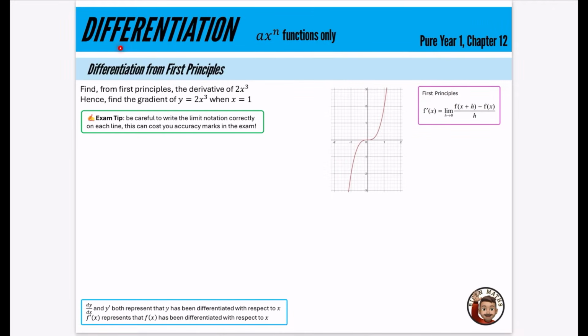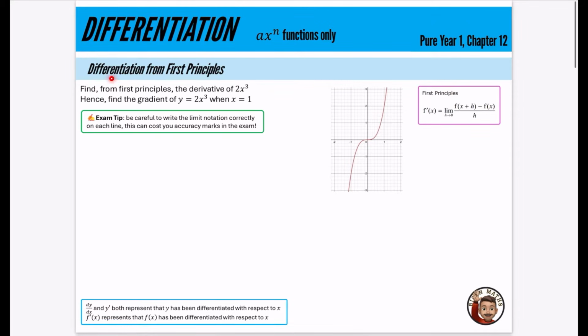Okay, so in this video, we're going to be doing a chapter summary of differentiation, which is just from year one. So we're only looking at functions that are of this form, ax to the power of n. Now, I'm anticipating this video is going to be a little bit longer than normal because it is a pretty big and a pretty important chapter.